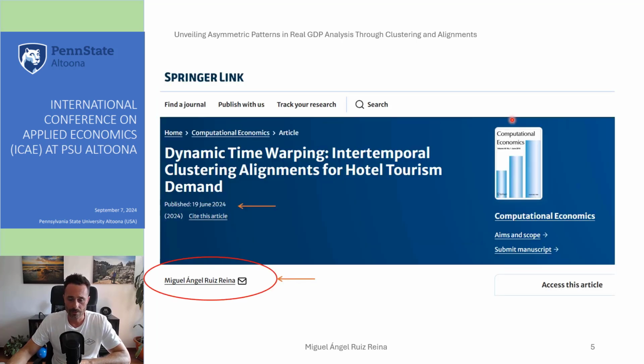For your information, on 19 June 2024, I published an article in Computational Economics entitled Dynamic Time Warping, Intertemporal Clustering Alignments for Hotel Tourist Demand. This work focuses on applying DTW to the field of tourist economics.